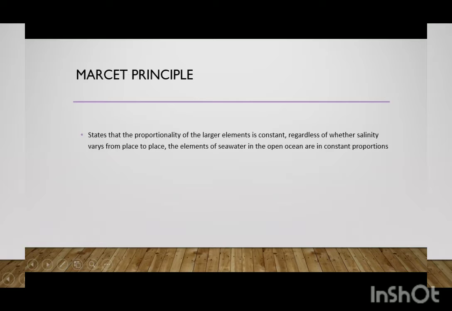Previously, salinity was difficult to measure, but thanks to the Marcet principle, which states that the proportionality of the major elements is constant, regardless of the fact that water salinity varies from place to place. The elements of seawater in the open ocean are in constant proportions. That is, we can determine salinity by measuring the chloride that a certain amount of water has. So, we can say that salinity is the amount of salts dissolved in 1 kilogram of water.